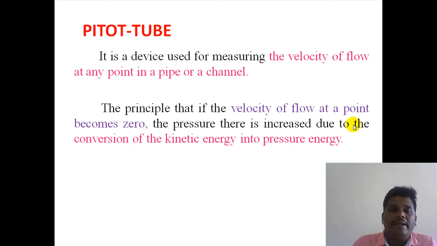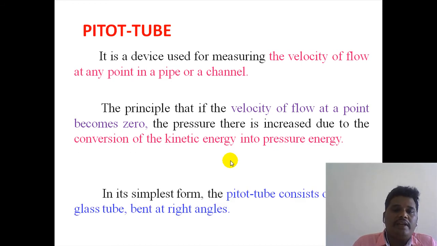Now, the simplest form of Pitot tube consists of a glass tube bent at a right angle. The angle between the two parts is 90 degrees. The Pitot tube is a simple glass tube bent at an angle of 90 degrees. Here it is placed in a canal. H is the head here.